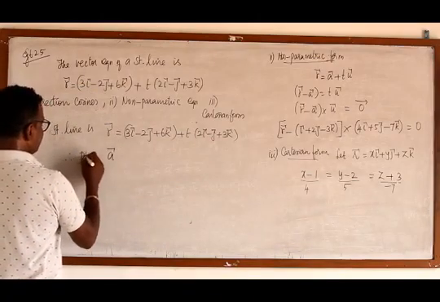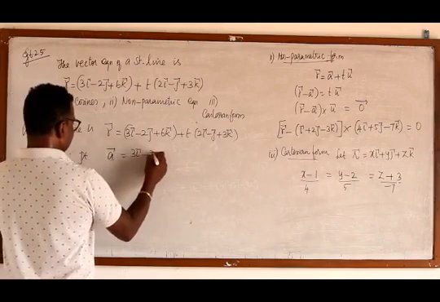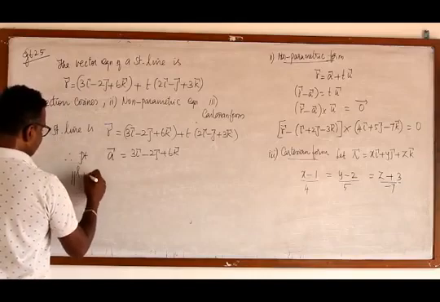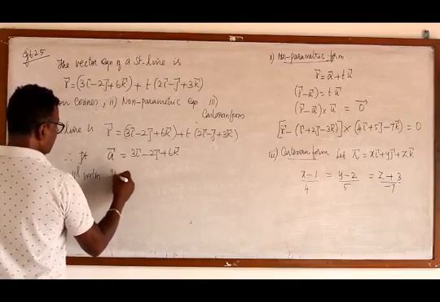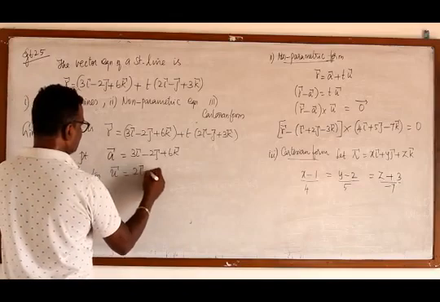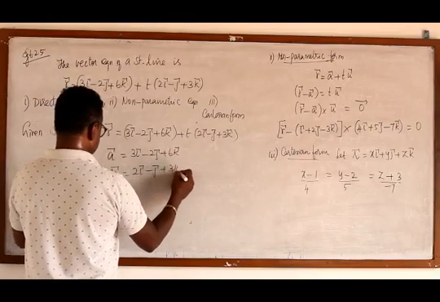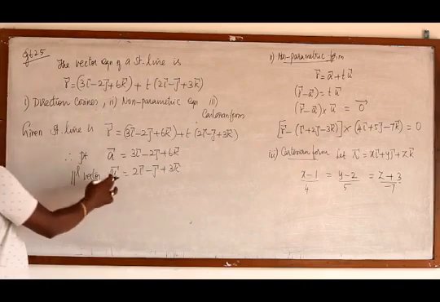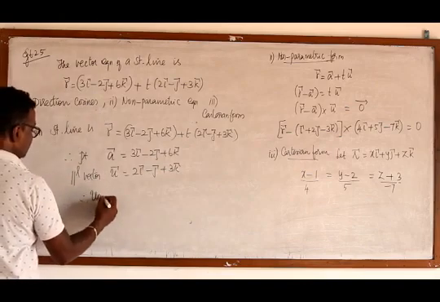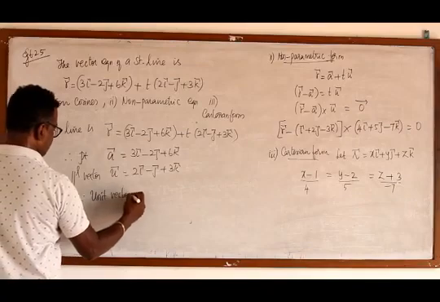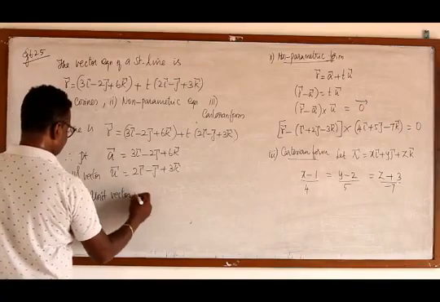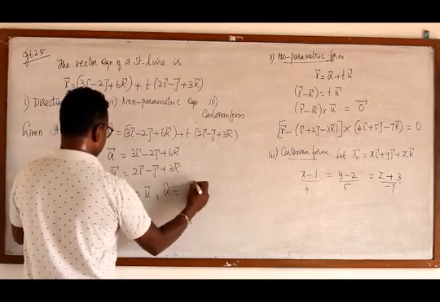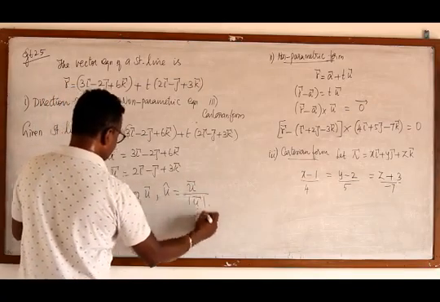Therefore point A is 3i minus 2j plus 6k, and the parallel vector u vector equal to 2i minus j plus 3k. Since this is the vector, we shall find the unit vector of this u. Therefore, unit vector of u, that is u cap equal to, we know the formula, any vector by its modulus.